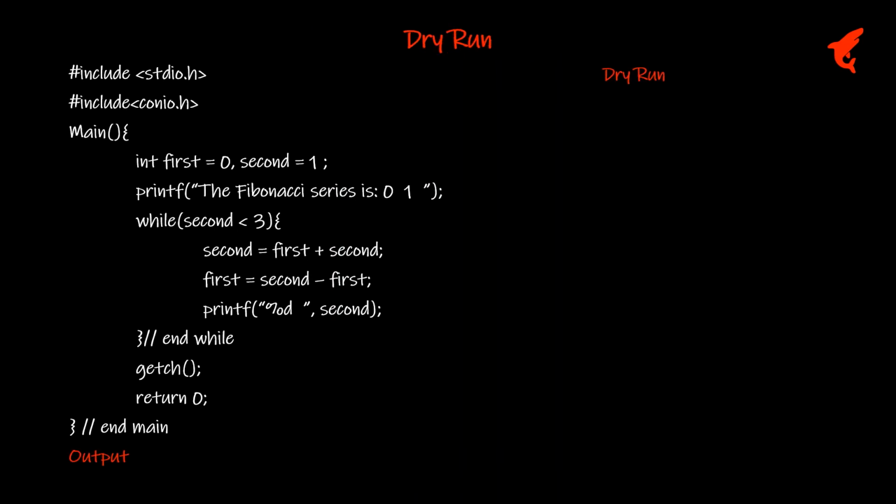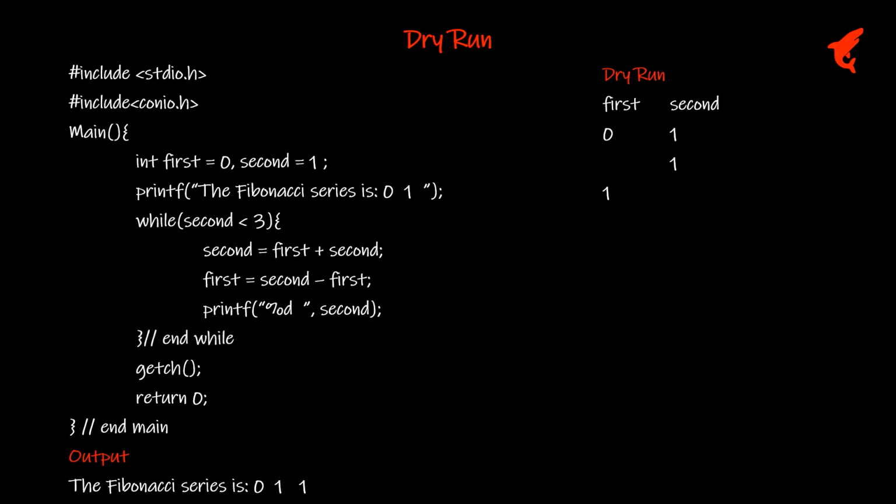Now let's do a dry run. The program execution starts at main. The variables first and second are declared and are initialized to 0 and 1 respectively. The printf function is executed, which will print values 0 and 1. Then the while condition is checked, which is true. After the addition operation second becomes 1. After the subtraction operation first also becomes 1. Then the value of second is printed as 1. And the loop cycle ends.